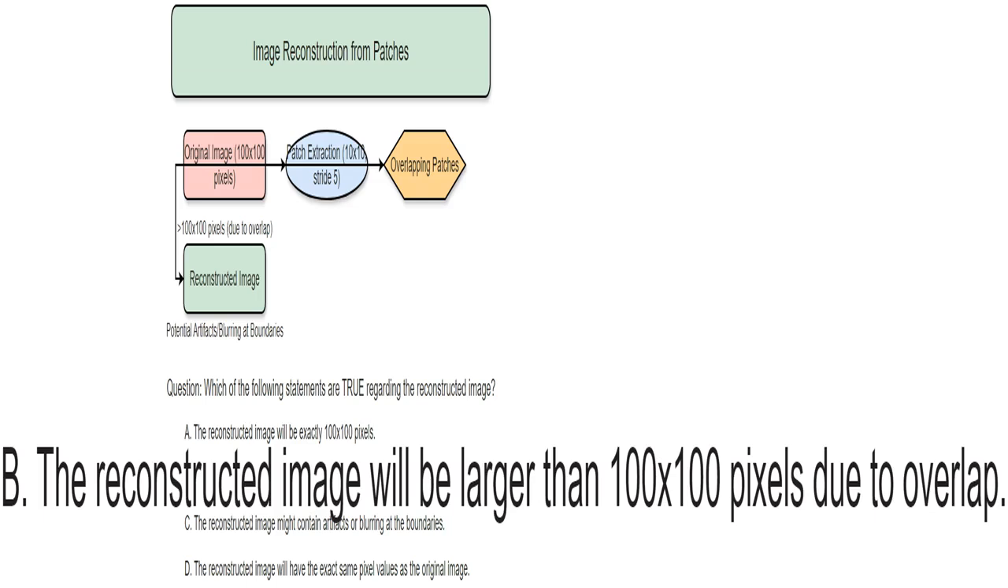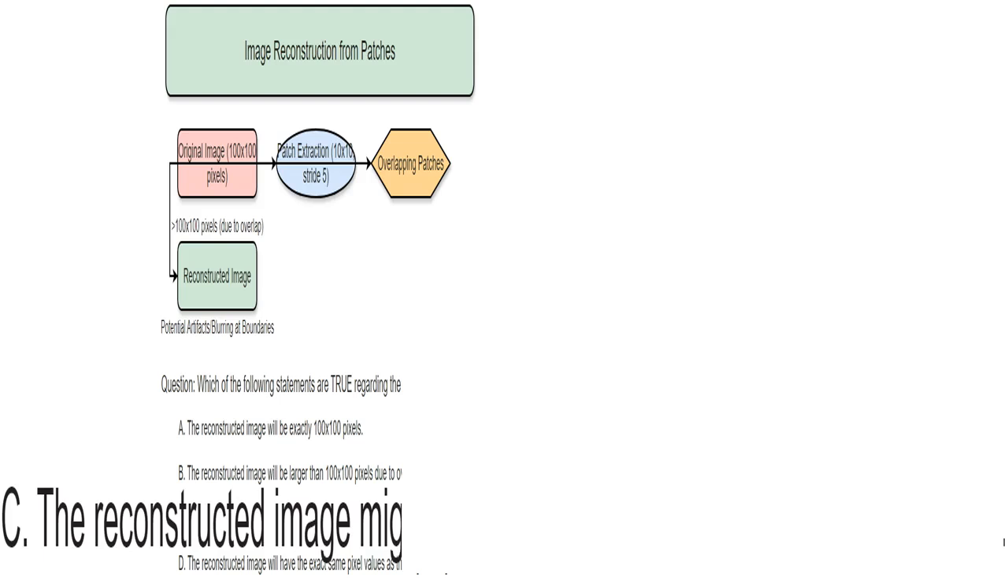This is correct. The 5 pixel stride in a 10 by 10 patch causes overlap, leading to a larger reconstructed image. It's a direct consequence of the overlapping patches. I bet you're getting the hang of it now. This statement is also true.